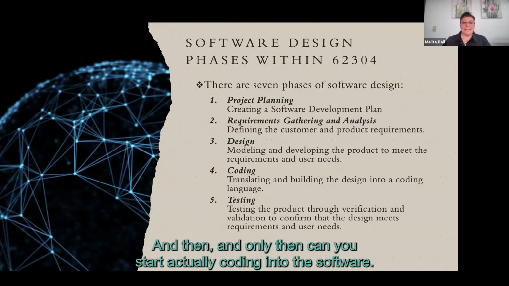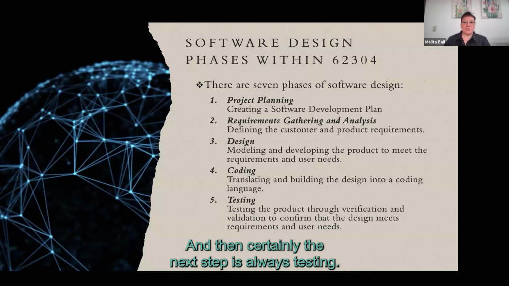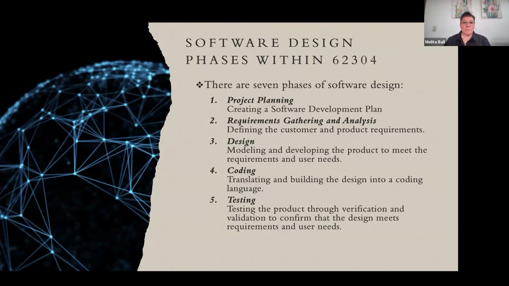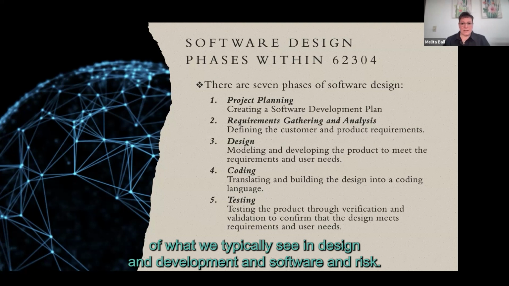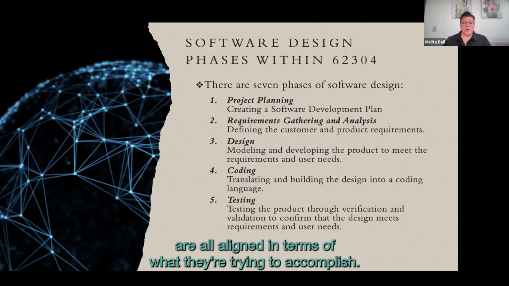And then, and only then, can you start actually coding into the software. So you start building that design into a coding language. And then certainly the next step is always testing. Then you have to test that product through verification and validation to confirm that the design actually meets the requirements and the user needs. So all this language is very familiar in terms of what we typically see in design and development and software and risk. All of these 3 regulations and standards are aligned in terms of what they're trying to accomplish.